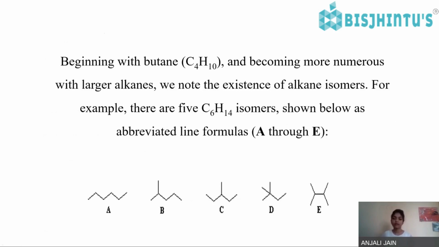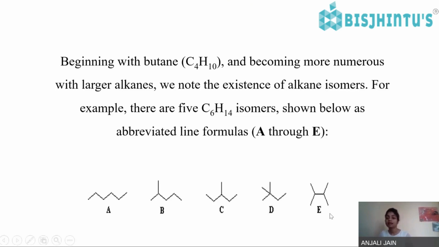First is the single straight chain. Then in the second structure, there is a methyl substituent at the second position. In the third structure, the methyl substituent is at the third position. And in the D structure, at the second position, 2 methyl substitutions are there. And in the E structure, at the second and third positions, there are 2 methyl substituents. Okay, so like this, we can draw the structures of hexane isomers.